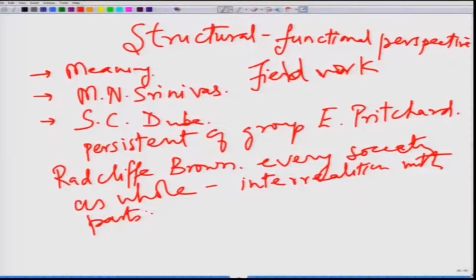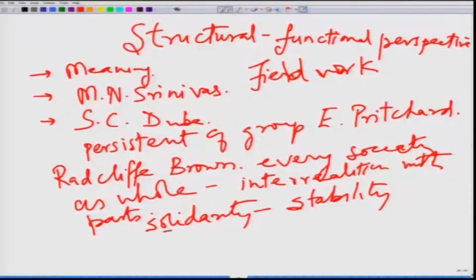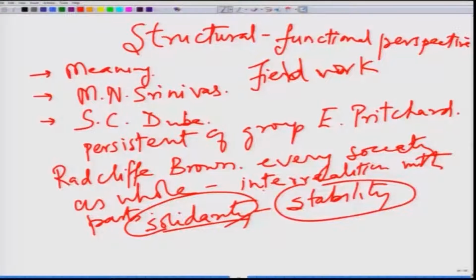So, in that way we try to see that the collectivity has to be seen with regard to its relationship with the other parts, and in that way we can say that society is a complex system whose parts work together to promote solidarity, and it also brings about a certain amount of stability. So, the two important aspects of structural functionalism are that it tries to bring about solidarity, the amount of cohesion in society, and it also tries to bring about stability for its persistence. So, that of course is the ground meaning when we try to understand the structural functional perspective.